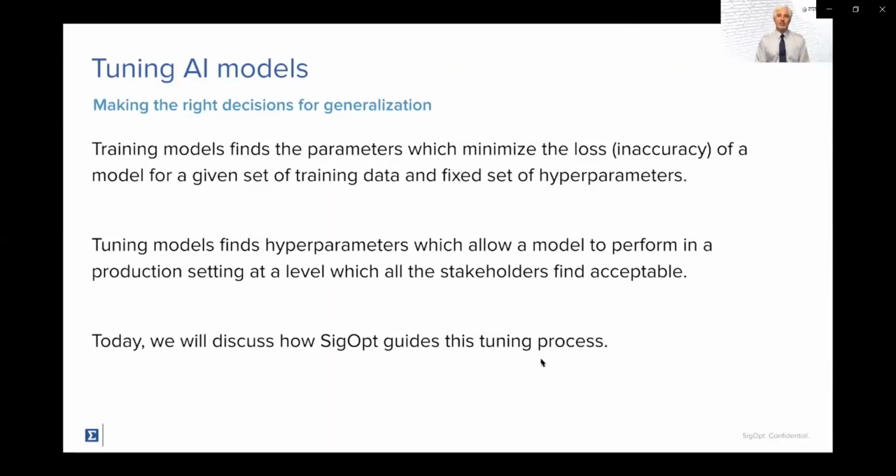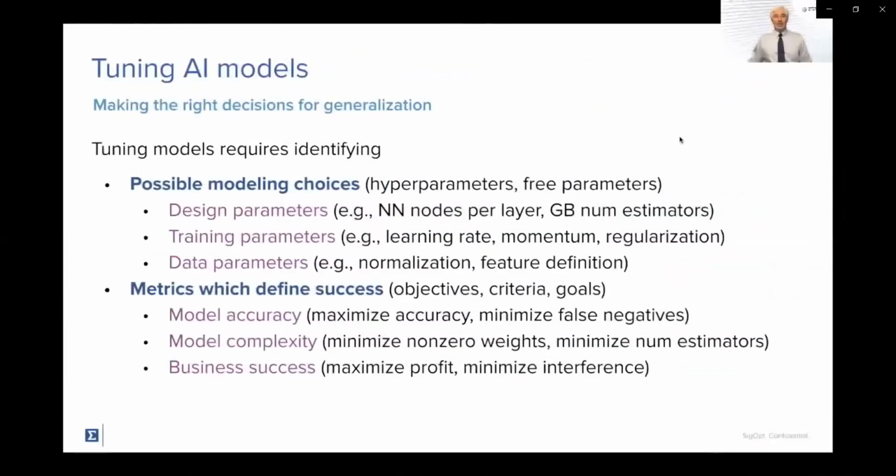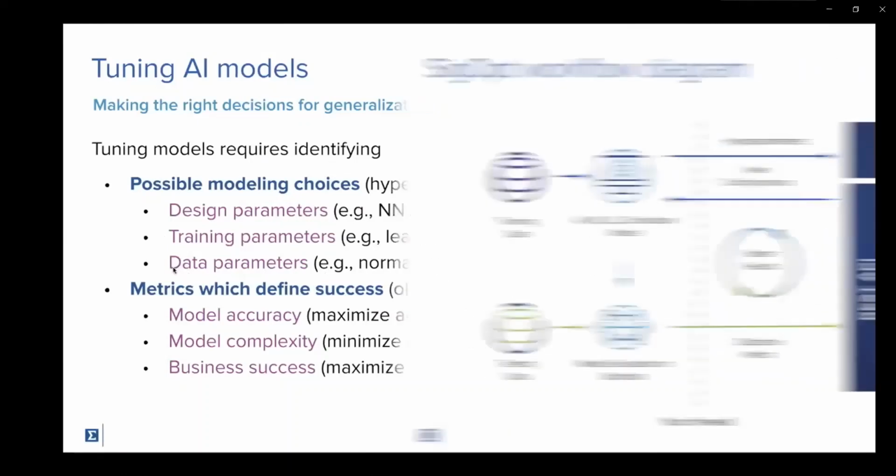The important distinction here is that where we train is not the same as where a model will be expected to perform. In fact, tuning AI models requires a more meta-level analysis of the problem, considering instead all possible modeling choices of interest in the process. These choices are often termed hyperparameters or perhaps free parameters. They may involve designs of the model, elements of the training process, or even how the data may be adjusted in order for the model to perform best.